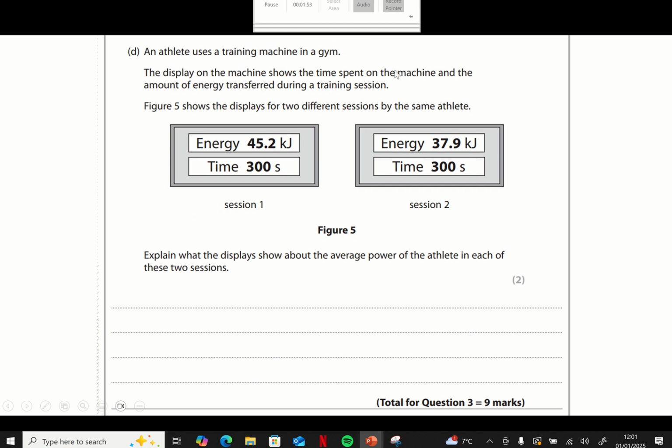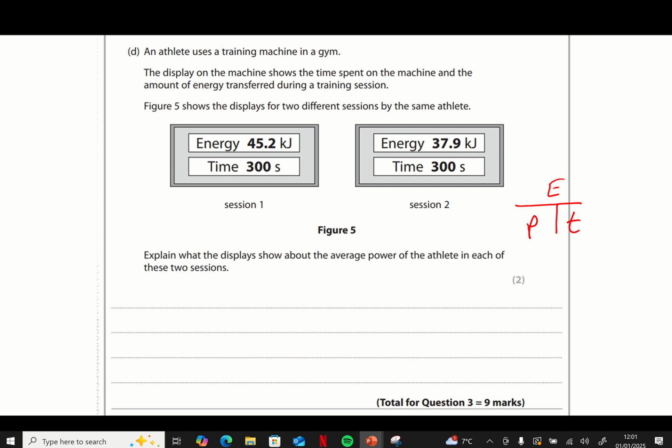Okay, next one. An athlete uses a training machine in a gym. We've got 2 displays. So they've used 45.2 kilojoules over 300 seconds in session 1. They've used less energy in 300 seconds in session 2. And explain what this shows about the power of each. Well, we can clearly see the power is reduced here. But for us to get 2 marks, we're going to have to say what power is. And in terms of last year, you're fab at this. So we're going to need PET, energy is power, times time, or power equals energy divided by time.